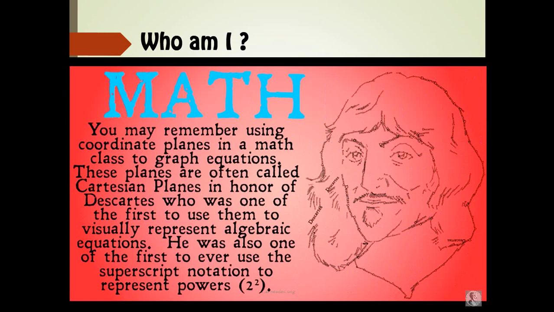Now, you may remember using coordinate planes in math class to graph equations. These planes are often called Cartesian planes. Why? In honor of Descartes, who was one of the first to use them to visually represent algebraic equations. He was also one of the first to use the superscript notation to represent powers, such as 2 squared. Superscript is that small number above another number that means it's raised to a particular power.